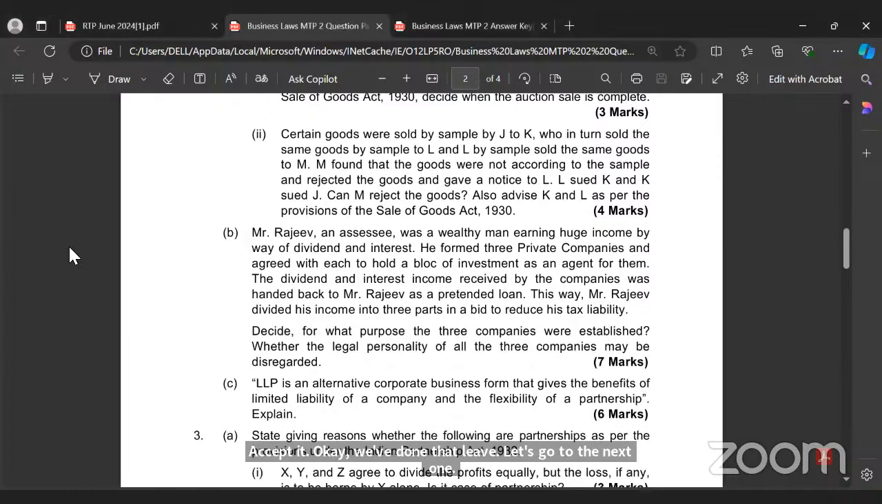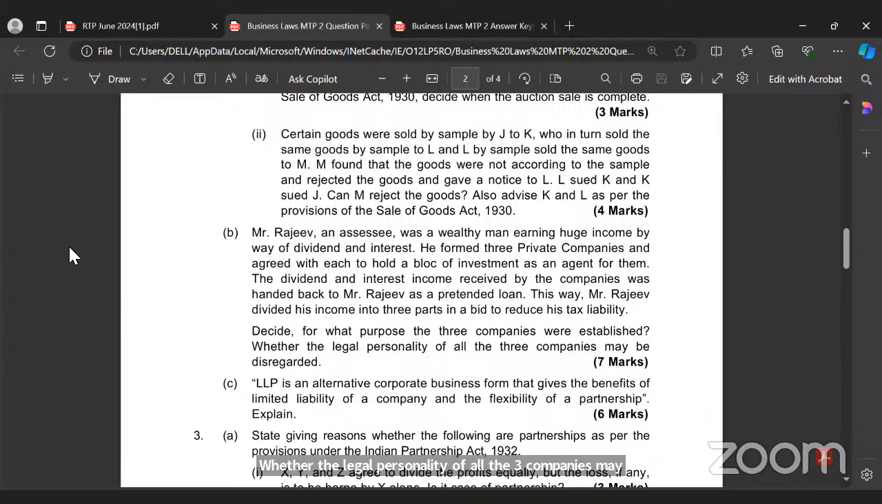B. Mr. Rajiv, an assessee, was a wealthy man earning huge income by way of dividend and interest. He formed 3 private companies and agreed with each to hold a block of investment as an agent for them. The dividend and interest income received by the companies was handed back to Mr. Rajiv as a pretended loan. This way, Mr. Rajiv divided his income into 3 parts in a bid to reduce his tax liability. Decide for what purpose the 3 companies were established, and whether the legal personality of all the three companies may be disregarded. 7 marks.